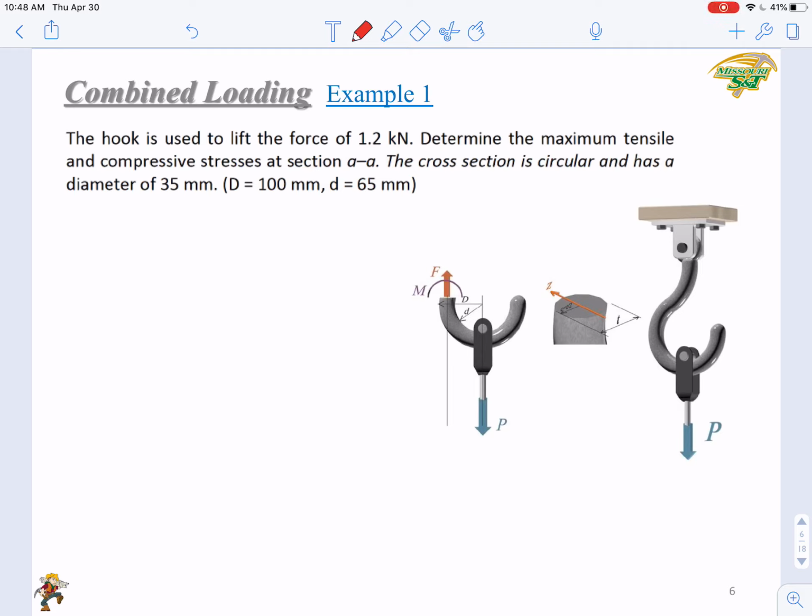Here is the first example. Okay, the hook is used to lift the force of 1.2 kilonewton. Determine the maximum tensile and compressive stresses at section AA.